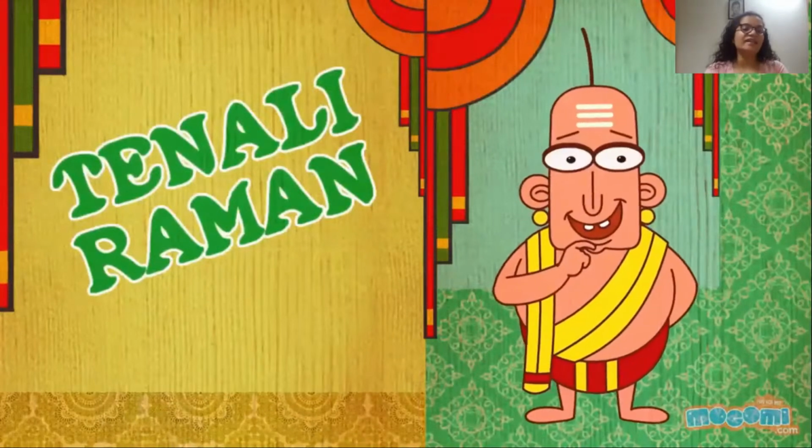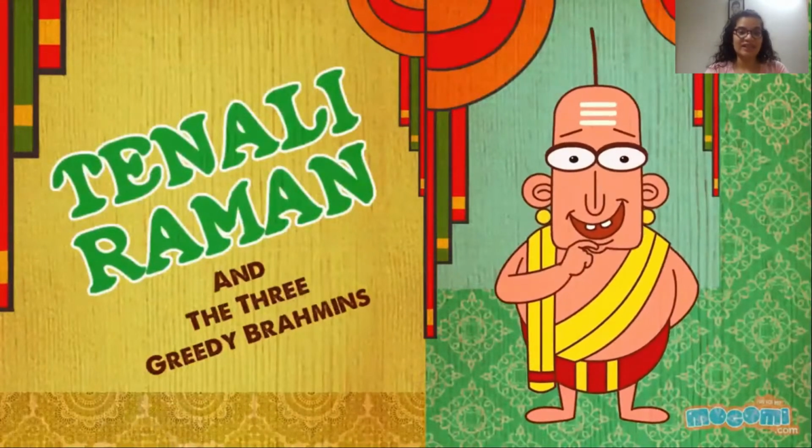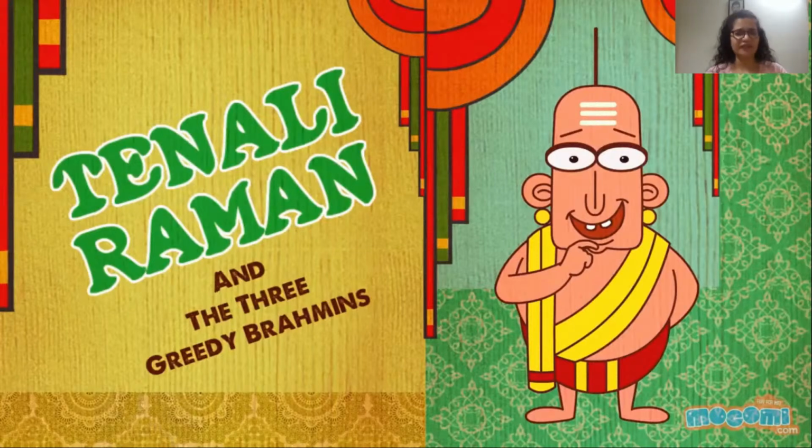Let's start. Tenali Rama and the three greedy Brahmins. Brahmins, Pandits, any spiritual character basically. In different religions, you call them different names. You call them the Pope, you call them Maulaji. They're different. In different religions, you call them by different names. Okay, so three greedy Brahmins.